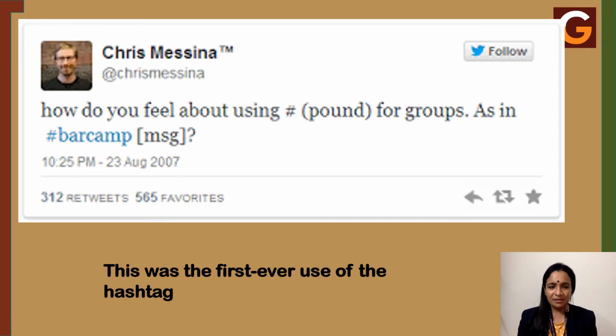Here is a picture of what I discussed just now of Chris Messina's hashtag. This was the first ever use of the hashtag. Since then, the use of hashtags, their reach and their effectiveness has only grown. Think of hashtags as a way to connect social media content to a specific topic, event, or theme of conversation. They also make it easier to discover posts around those specific topics because hashtags aggregate all social media content with that same hashtag. They are not just for Twitter anymore either. Hashtags are effective on other social media platforms too.